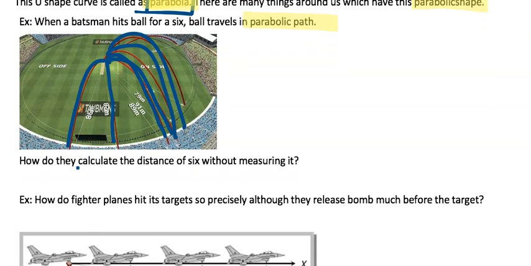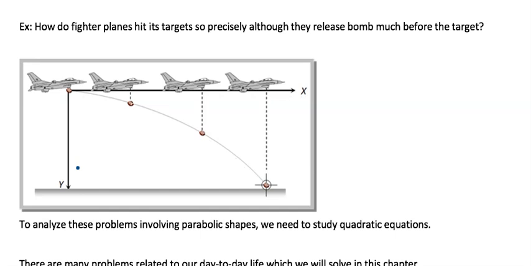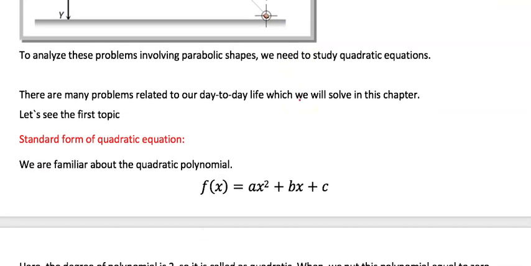Clear? Now moving further, a very good and important example. How do fighter planes hit their target so precisely although they release bombs much before the target? A fighter plane hits its target with its bombs even though it has released the bombs before reaching the target. That is by calculating and studying the parabolic shapes and quadratic equations, which makes those conditions possible. So now let's move further. These are some live examples which I have given you.